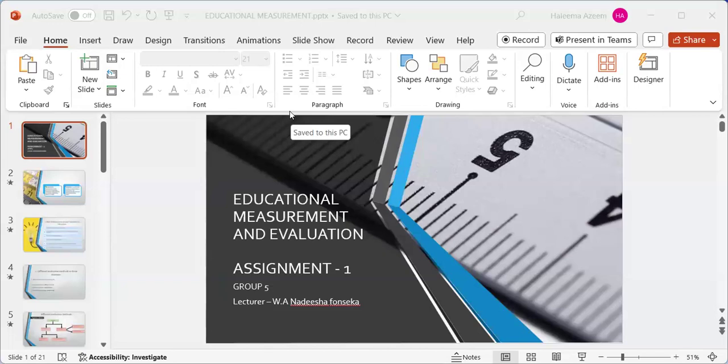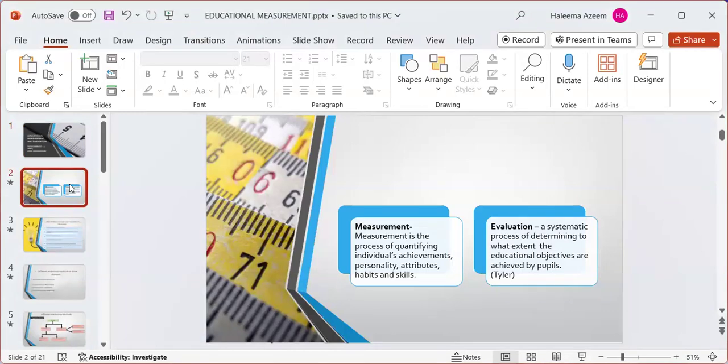Respectable madam and my dear colleagues, good evening everyone. Today we are here to do our group presentation on educational measurement and evaluation. Today I'm here to talk about the role of measurement and evaluation in education. First of all, we'll look at what measurement and evaluation are. Measurement is the process of quantifying individual achievements, personality, attributes, habits, and skills. According to Tyler, evaluation is a systematic process of determining to what extent the educational objectives are achieved by pupils. In education, evaluation is the process of using the measurements gathered in the assessment.